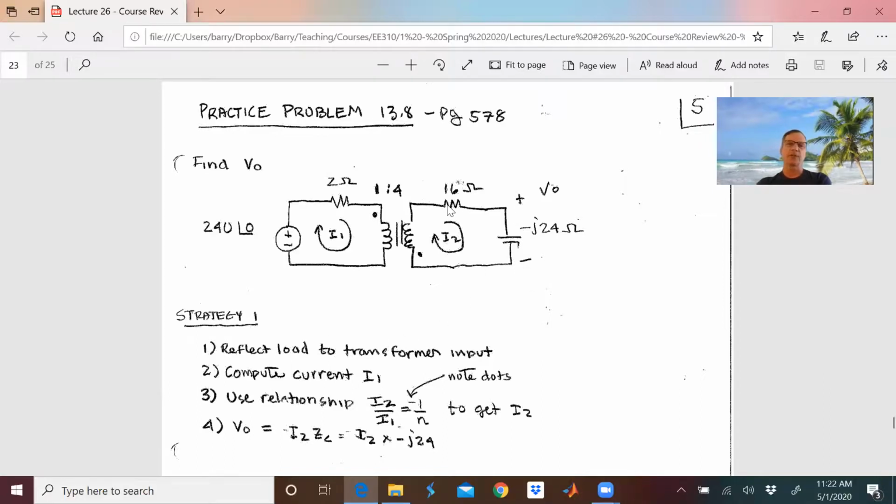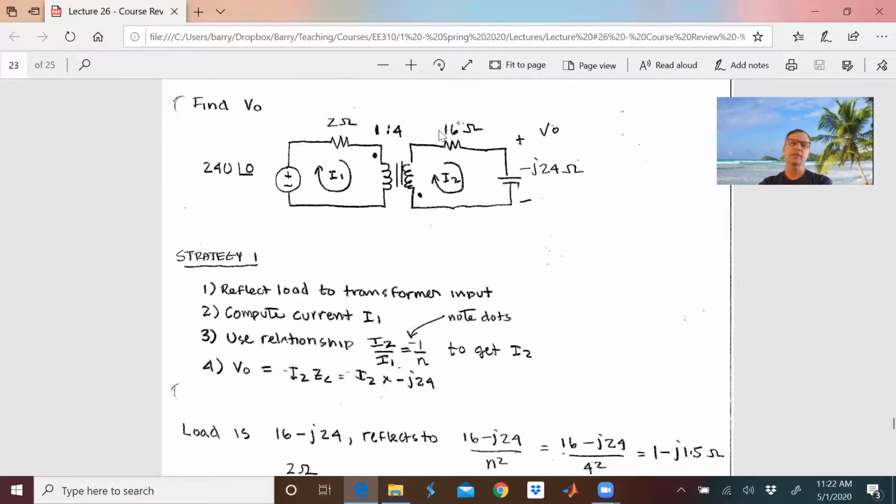So I'm going to reflect this whole load right here to the transformer input. And that's going to give me just another impedance here. Then I'm going to compute I1. Now I know I1, I'm going to use our ideal transformer relationship to get I2. And then I'm going to say V out is equal to just I2 times the capacitor impedance, or I2 times minus J24. So really what I'm going to do is roll this stuff up this way, get I1, and then unroll it back here.